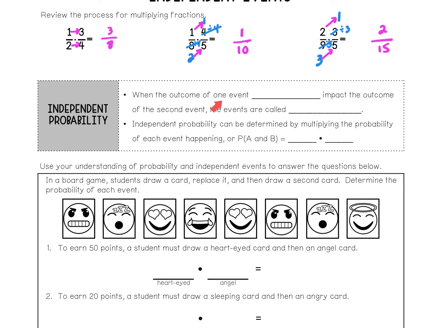When the outcome of one event does not impact the outcome of the second event, the events are called independent. And independent means that it does not affect. One does not affect the other. So let's write that: when the outcome of one event does not impact or affect the outcome of the second event, the events are called independent. One does not affect the other.